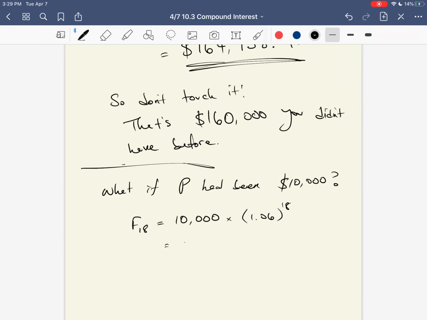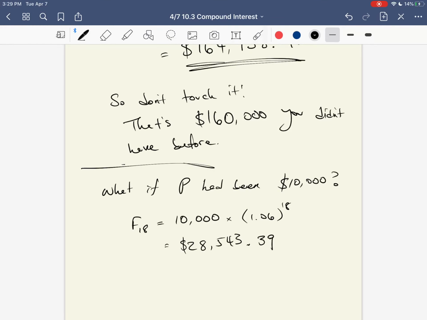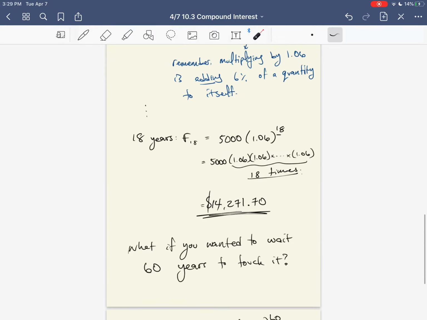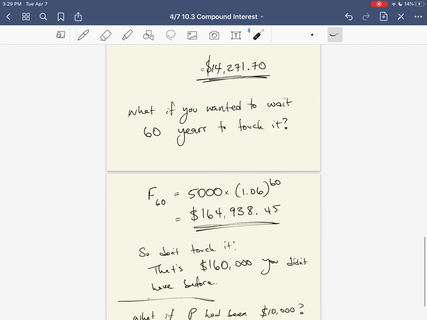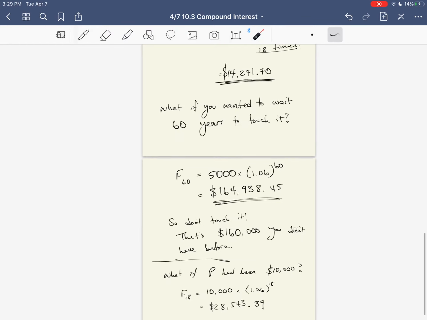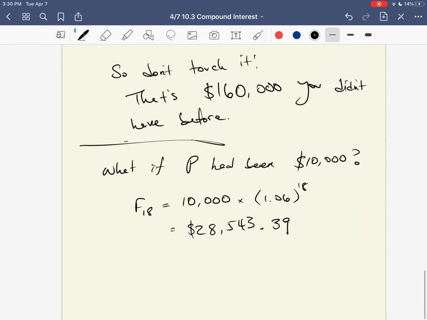28,543 and 39 cents. All right. And here's actually something that you can notice. This should be the same number. So before we did 5,000 and now we're doing 10,000. So this is twice 5,000. And so actually this number is going to be exactly twice what our original one was. So here I can zoom out and then you can see it. Here we had 14,000 up on top, and here we have 28,000 down on bottom. So it is exactly twice the quantity.